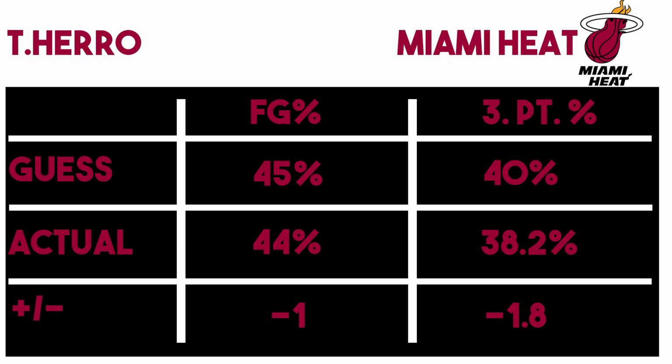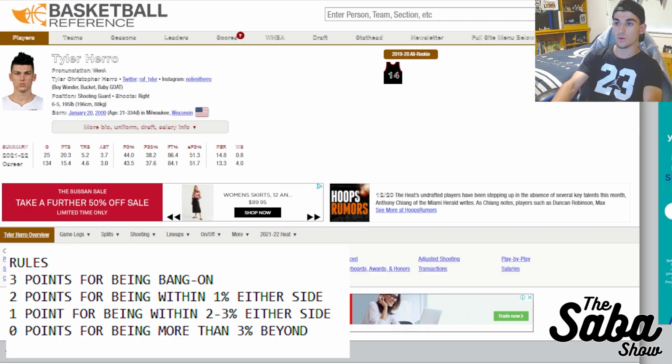Close. We're within 1 for the field goal percentage, so we take 2. And then for the three-point percentage, we're within 3, as we guessed 40%. I did think it was going to be a little bit lower. So we will also pick up the 1 point for being within 3.